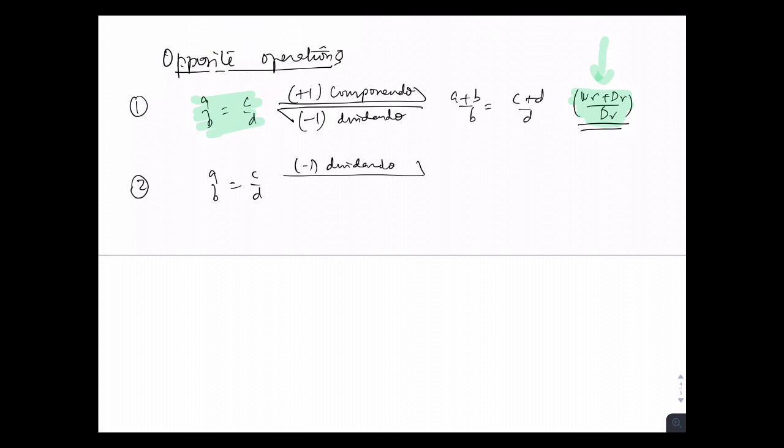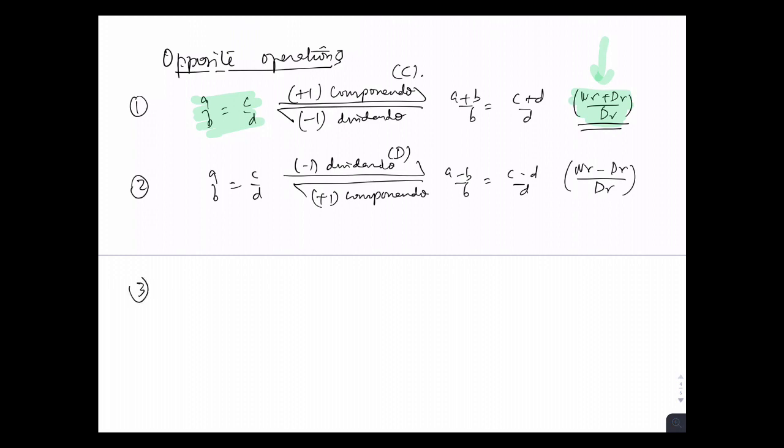Similarly, if a/b = c/d, you apply dividendo, that means you have subtracted 1. So you get (a-b)/b = (c-d)/d. That means what form is achieved? Numerator minus denominator upon denominator. To reverse this, you apply the opposite, which is called componendo, which is plus 1. So henceforth we'll take only C for componendo and D for dividendo.